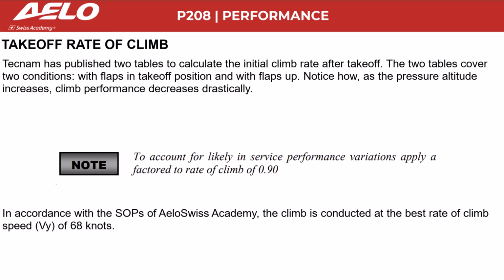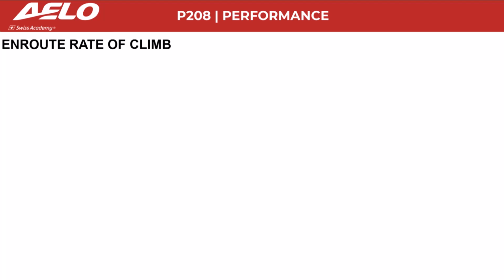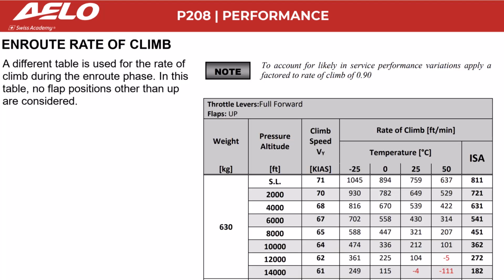In accordance with the SOPs of ALO Swiss Academy, the climb is conducted at the best rate of climb speed of 68 knots. Enroute rate of climb. A different table is used for the rate of climb during the enroute phase. In this table, no flap positions other than up are considered.